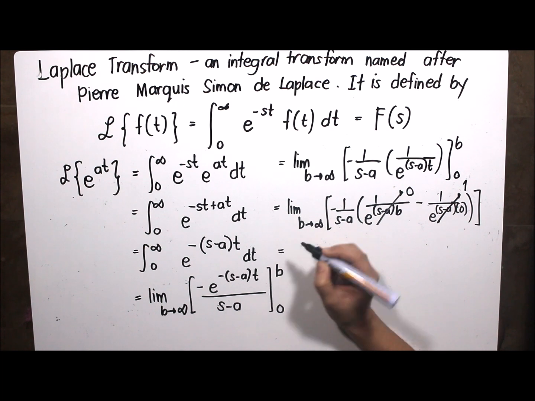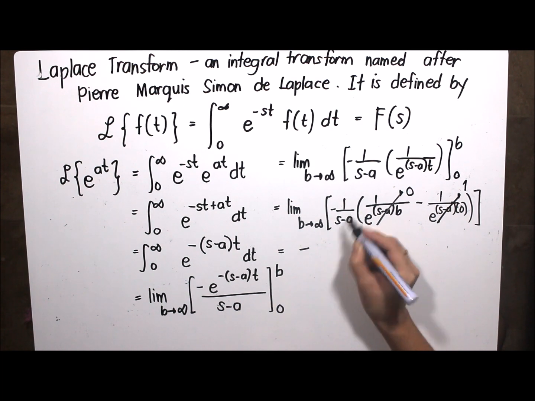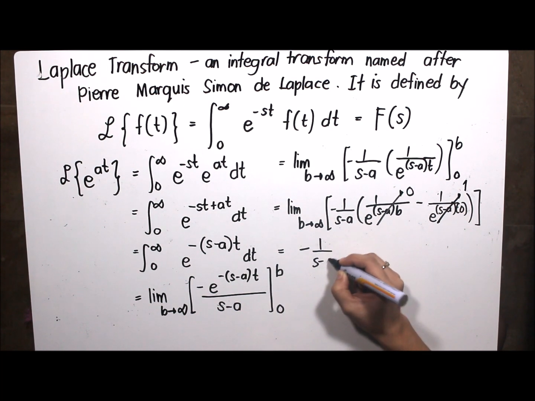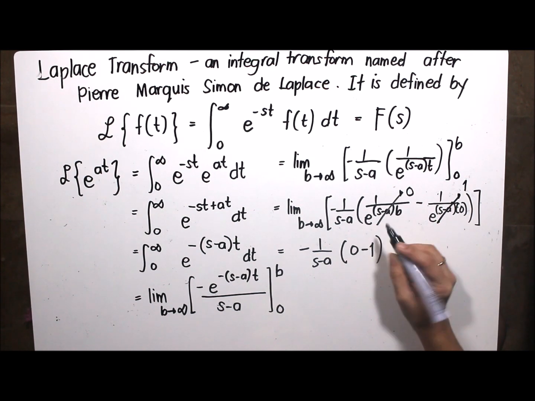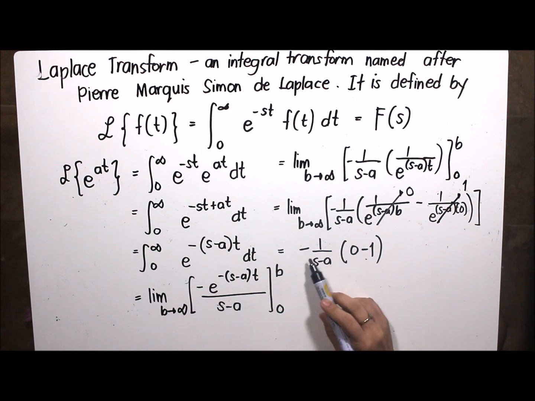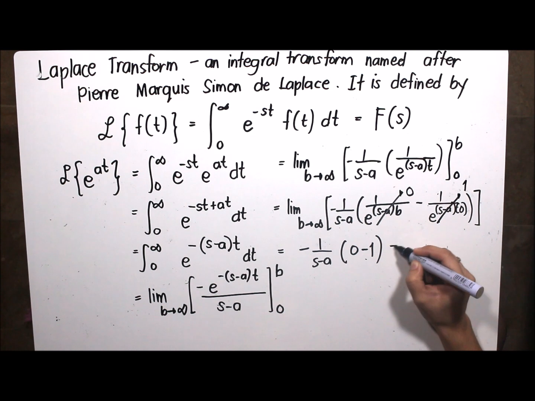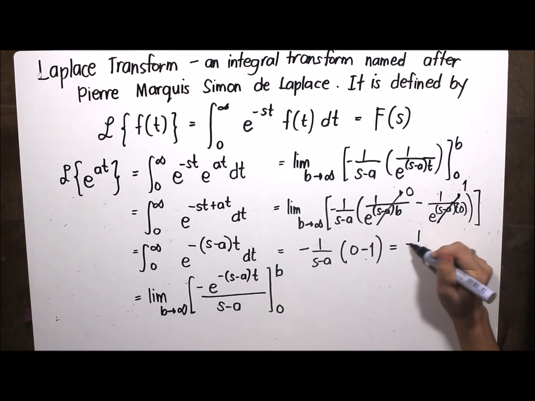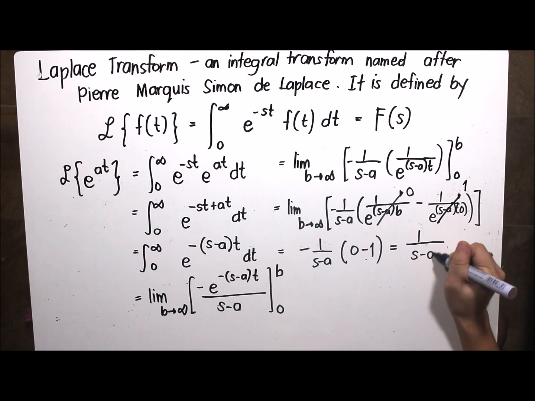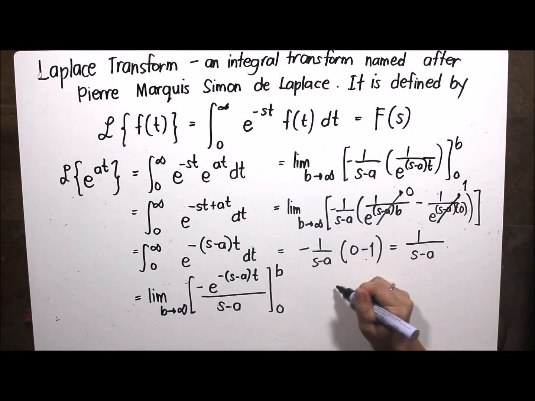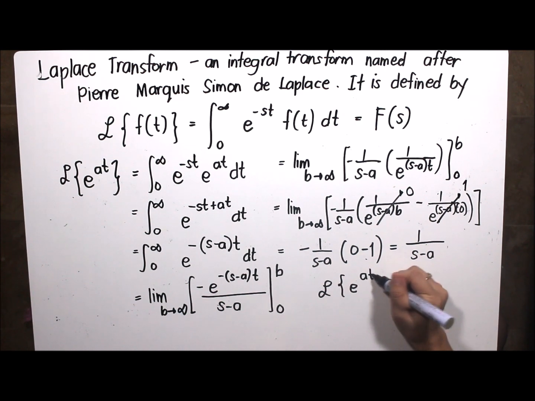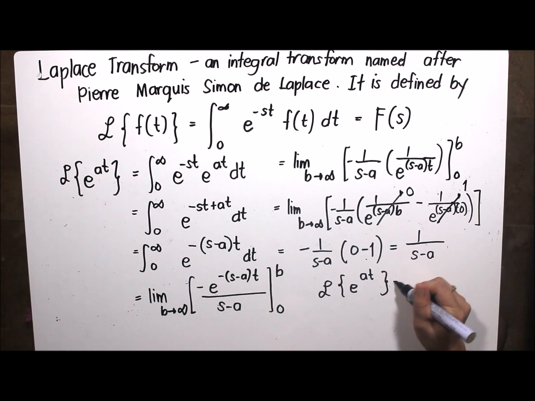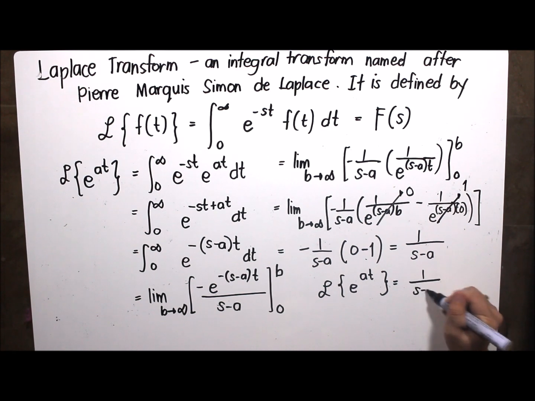Therefore, the function will be negative 1 over s minus a times 0 minus 1, which makes this negative 1 times negative, positive. Our answer will be 1 over s minus a. Therefore, the Laplace transform of e raised to at is simply equivalent to 1 all over s minus a.